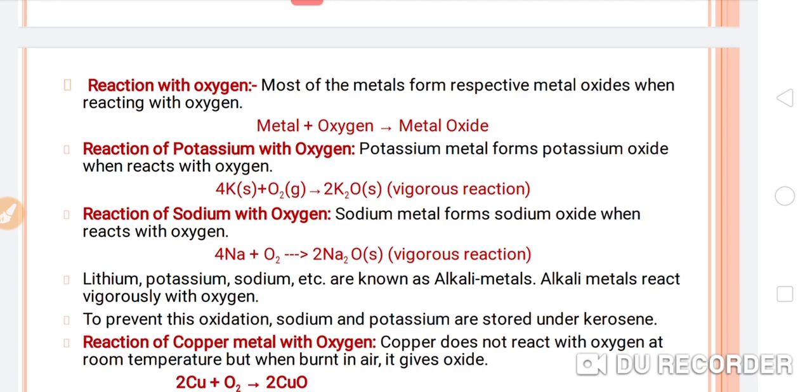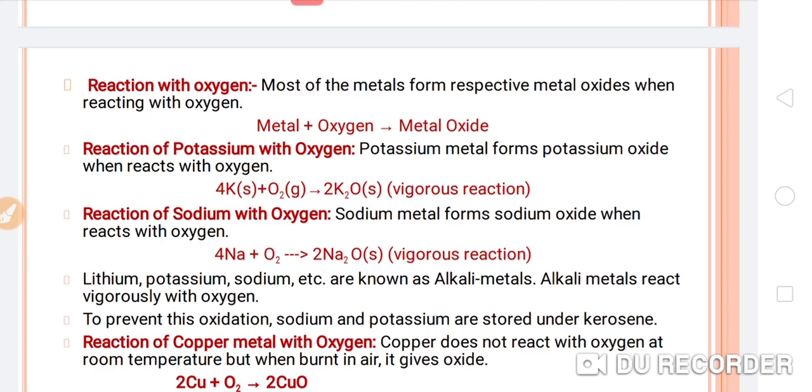So the first metal we have is potassium. Potassium metal forms potassium oxide when it reacts with oxygen. You can see in this equation that potassium is reacting with oxygen and converting into its respective oxide. And here is a very important point: it is a vigorous reaction. This means when potassium reacts with oxygen, it will be a very fast reaction.